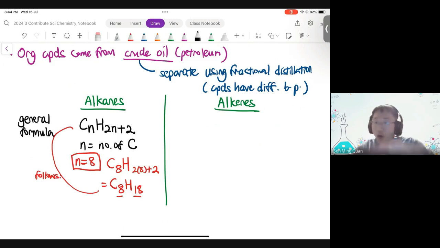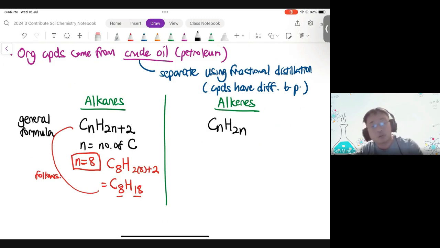Okay, so all alkanes have the same general formula. Now we move on to alkenes. All alkenes, so long as they are the same homologous series, have the same general formula. So for alkene, all of them, CnH2n. Again, n is the number of carbon. So you notice now, alkenes is CnH2n. Don't have the plus 2.